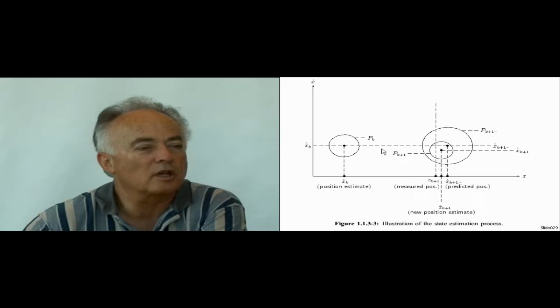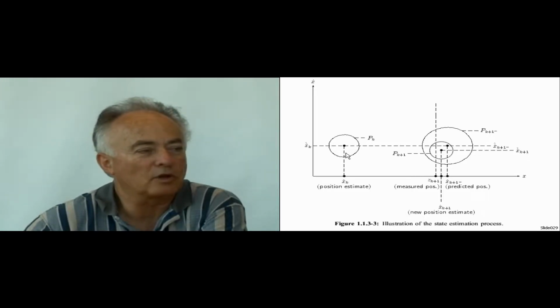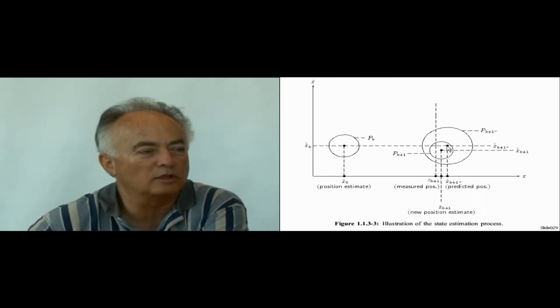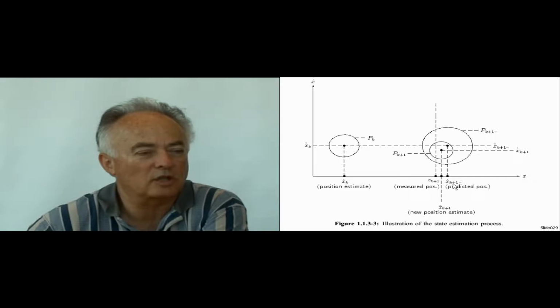The next thing is we predict the position from time k to time k plus 1. In the absence of any other information about the velocity, the predicted velocity at the next time will be the same as the current one. So you can see this value, x dot hat k plus 1 minus, coincides with the previous estimate. And the predicted position is x hat k plus 1 minus. So this is obtained obviously by knowing the time interval for the prediction.